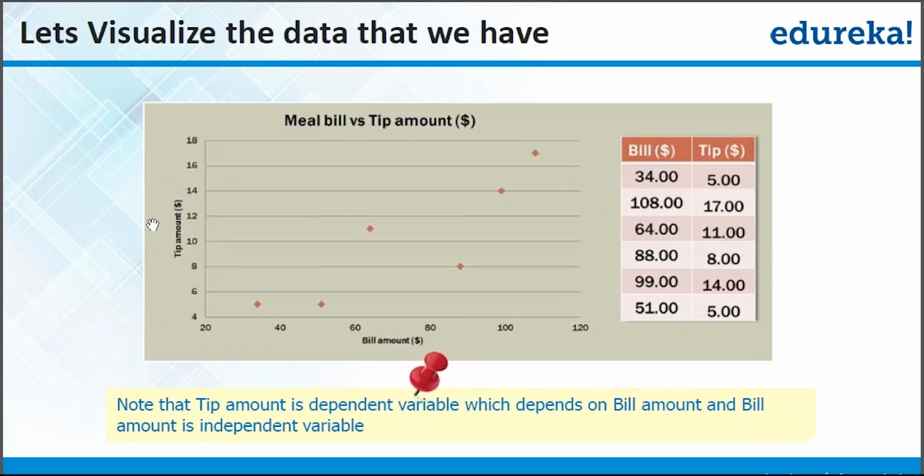Okay, Narshima says that's correct. See, he says 34 is 5, 108 is 17. Everything is going up. But how is 51? 51 should be, the tip amount should be a little higher, right? Instead of that. So is that your question, Narshima?